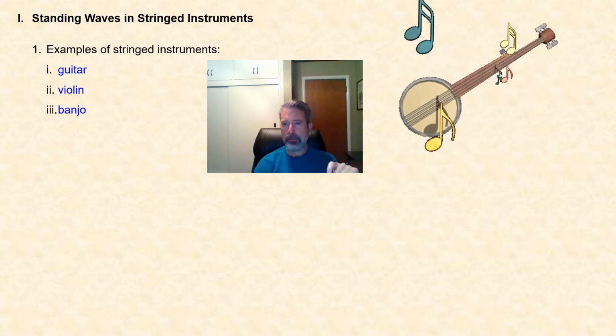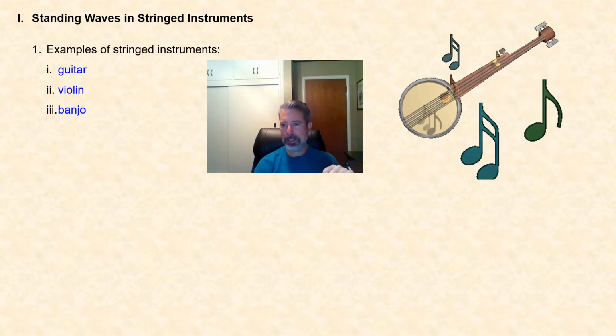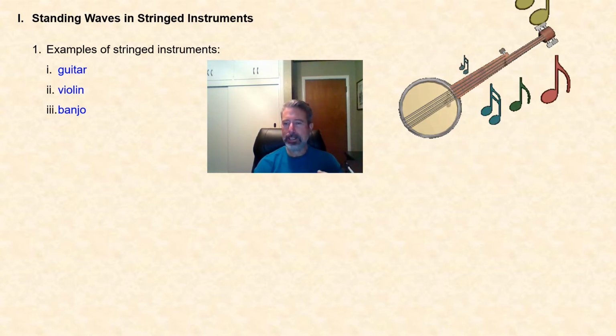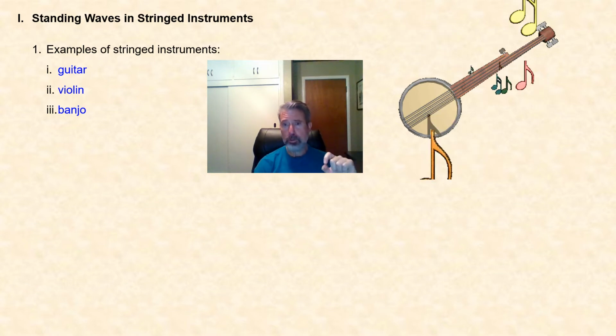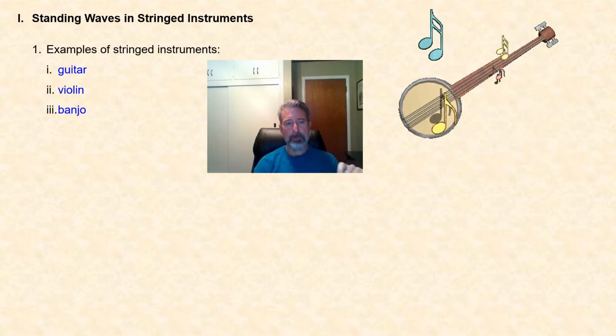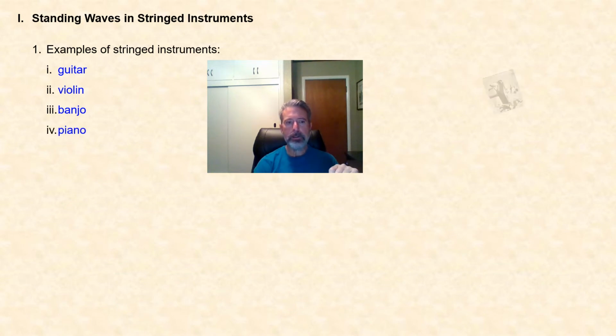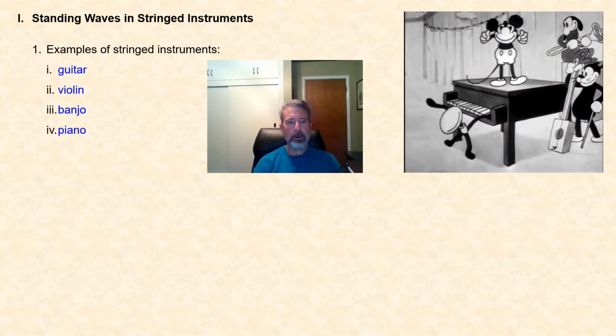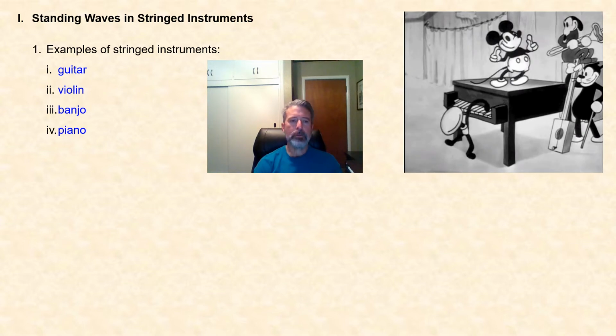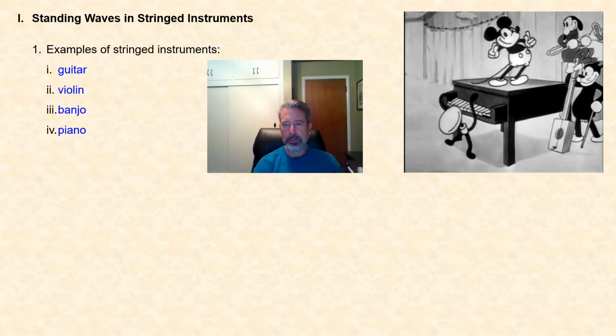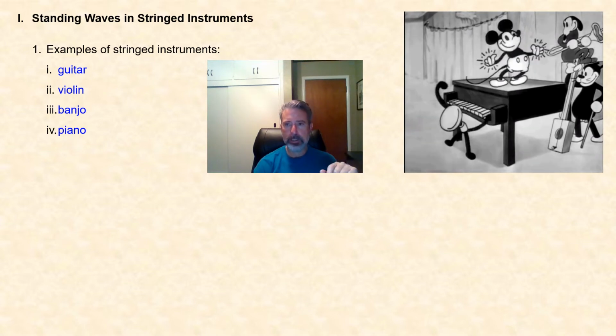The banjo, maybe not so common here, but in southern states, it is a more common stringed instrument. And the piano, while the strings are hidden in a typical piano, most people would realize that it is also an example of a stringed instrument.